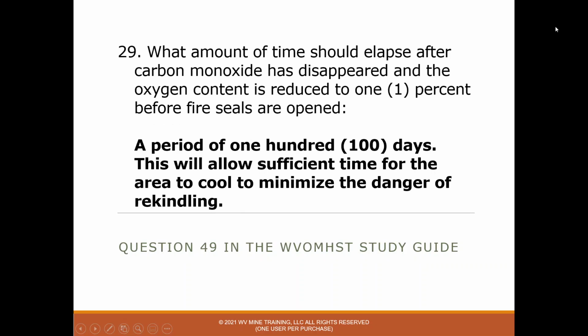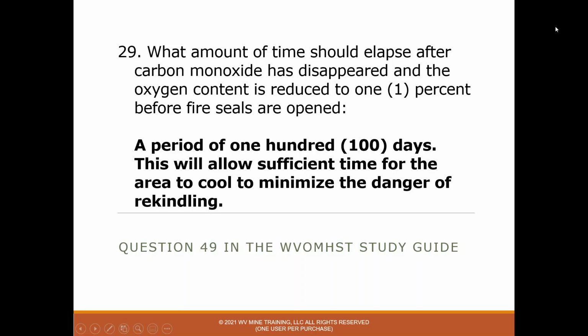Question 29, what amount of time should elapse after carbon monoxide has disappeared and the oxygen content is reduced to 1% before fire seals are opened? And the answer is a period of 100 days. And this will allow sufficient time for the area to cool to minimize the danger of rekindling.